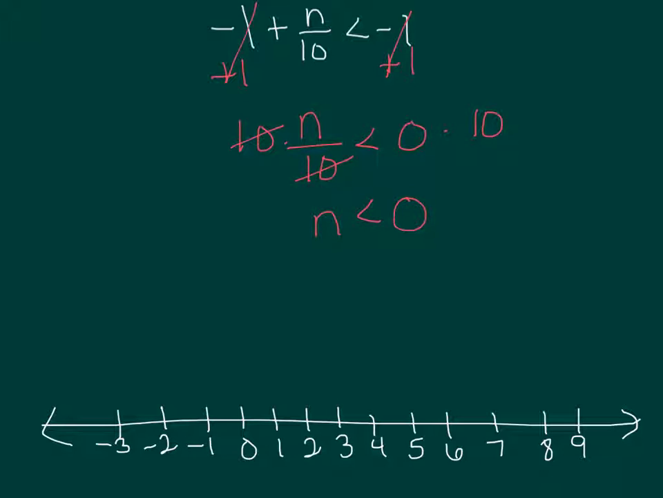And our variable is already on the left for us this time. There's no equal there, which means it's only going to be an open circle. n is not part of your solution. It's less than, which is going to go left. And again, you'll notice that these arrows match.